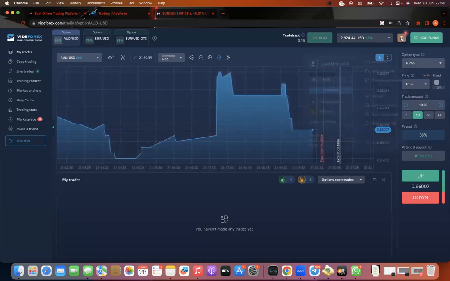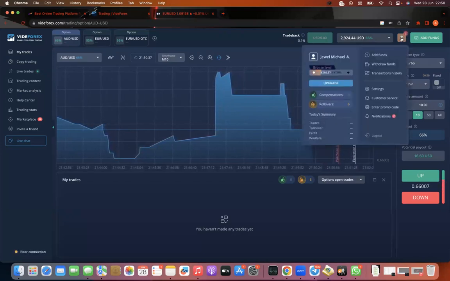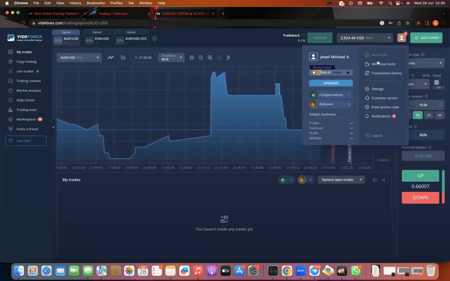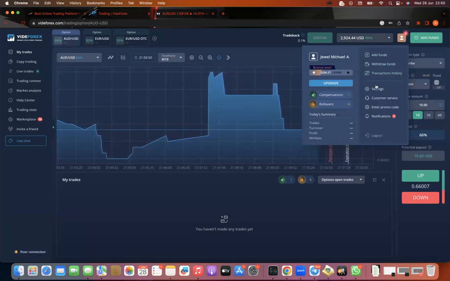So if you click on this button here, there's this human being, this contact icon beside the wheel. You can actually see different options. You can see an option to add funds. You can see an option to withdraw your money. You can see your transaction history. You can see settings here.